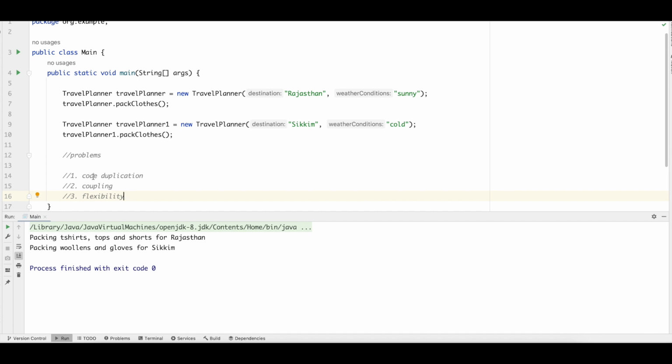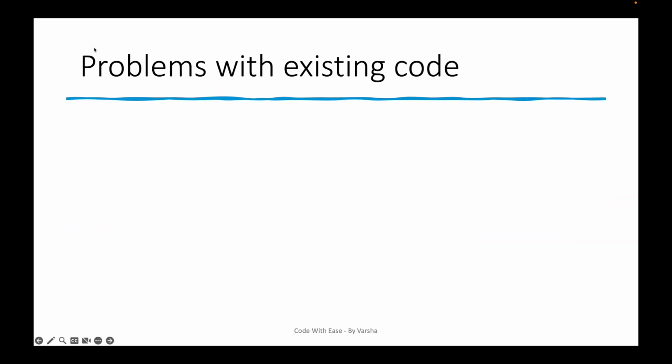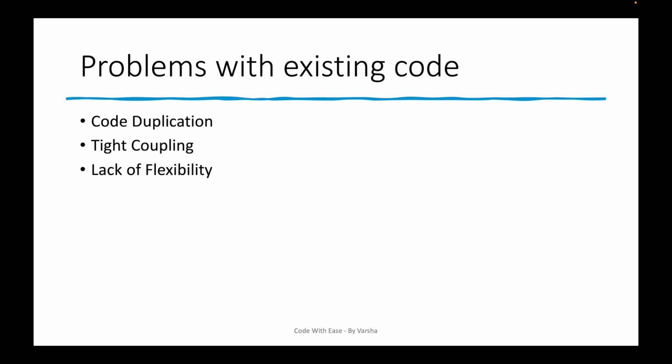What can be the better way of solving this problem? So let's find it out. Like we saw, what are the problems with the existing code? There's a lot of code duplication happening in the TravelPlanner class. There's a lot of coupling between the TravelPlanner and the main class. Lack of flexibility because of the second reason, and limited reusability, because I cannot give any reusable component of my packing strategy, of my packing logic, to be used somewhere else in the application.